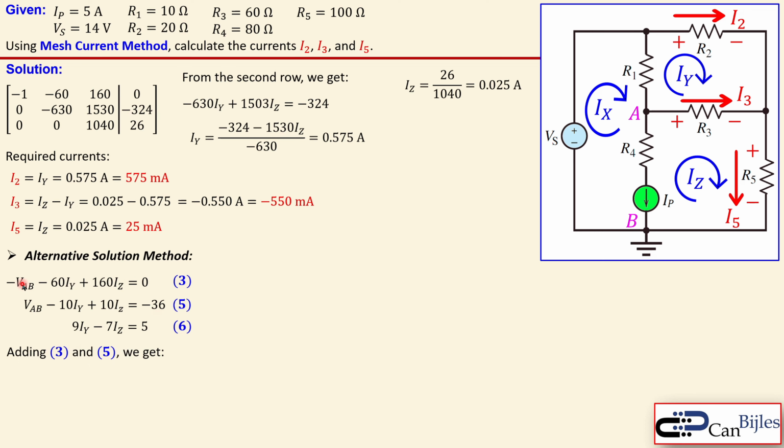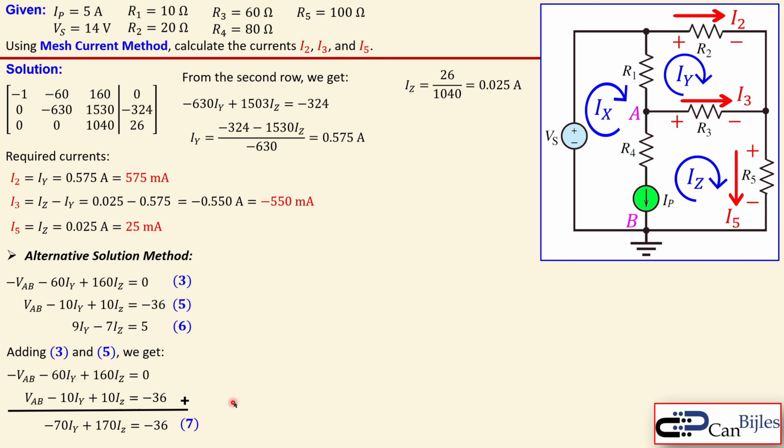Why? Because then you lose these two, the VABs. So what you get is the following. You place them here on top of each other and then add them up. Just simple addition. The VAB is now disappearing. This will be minus 70 times IY equal to minus 36, and that will be equation number 7 here. Next step is looking at the other equation, which is also in terms of IY and IZ. That means equations number 6 and 7 are now two equations and two unknowns.